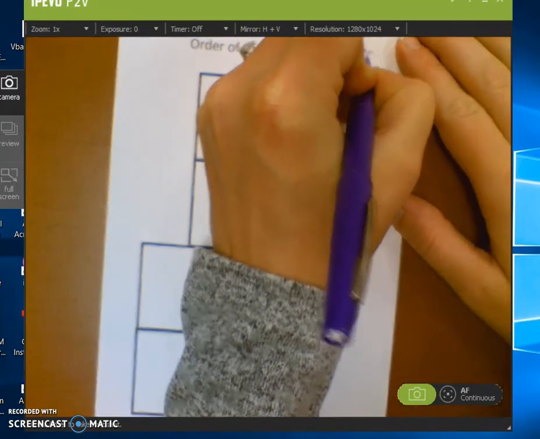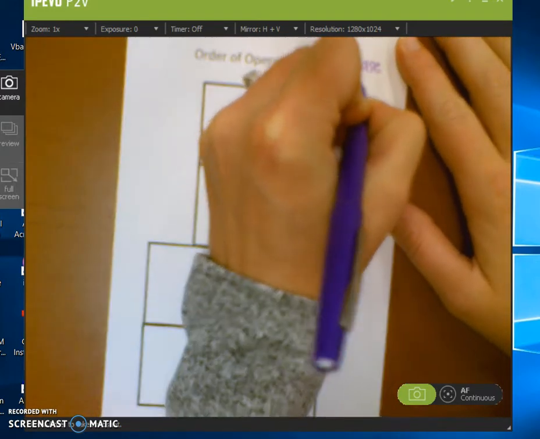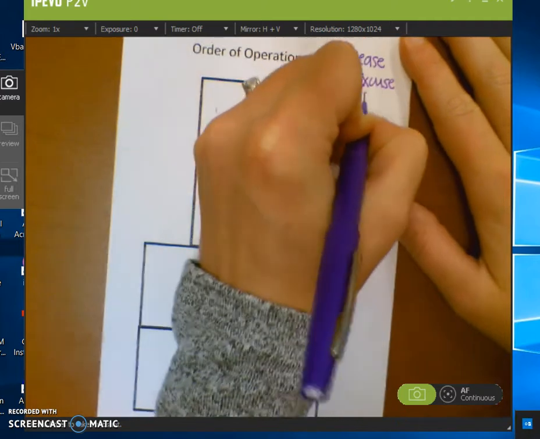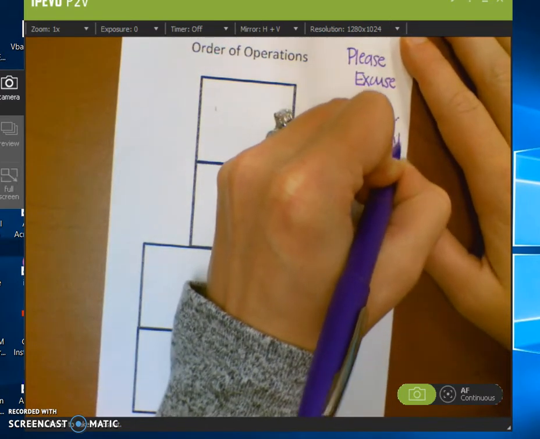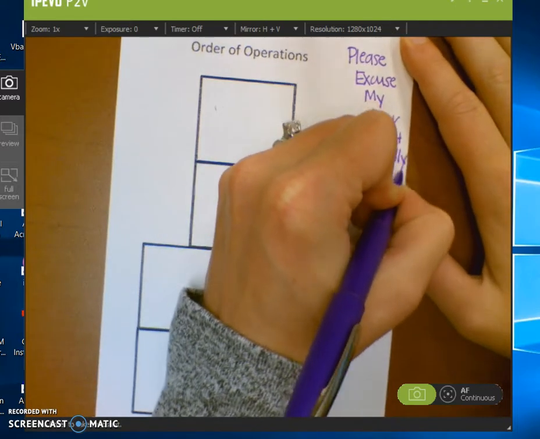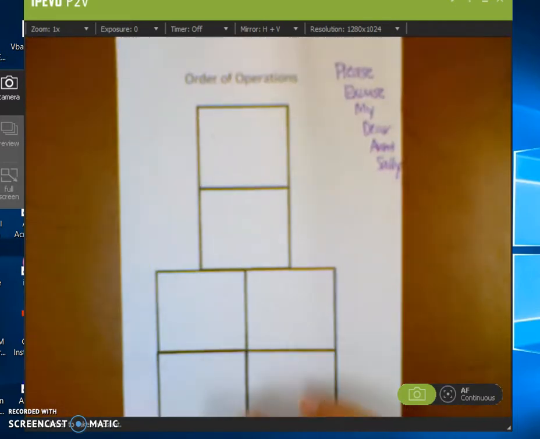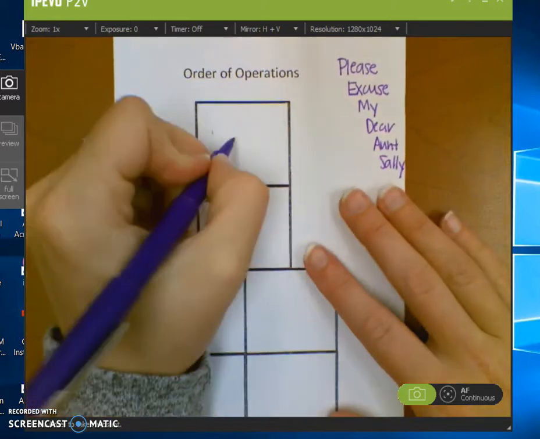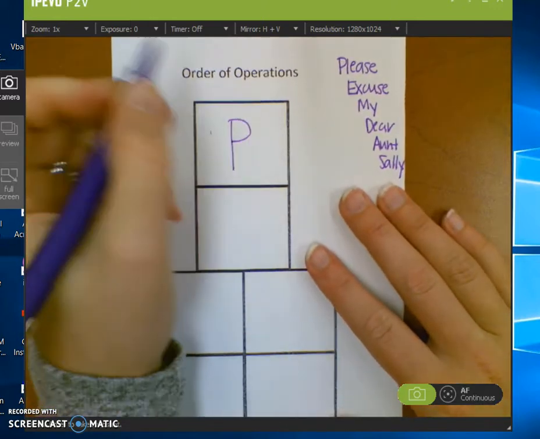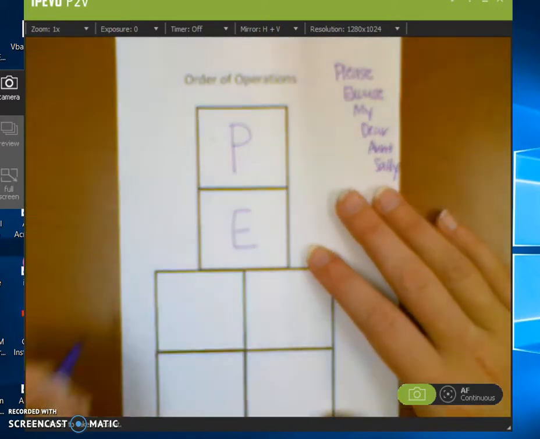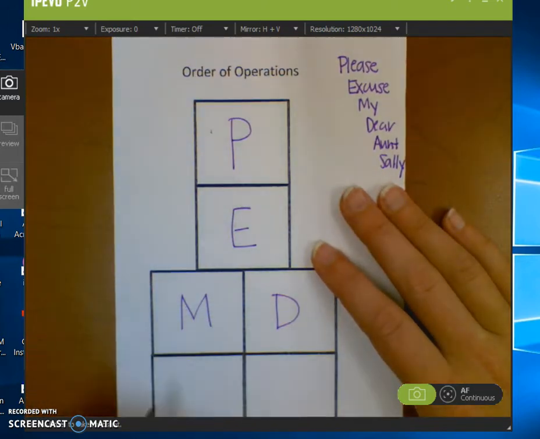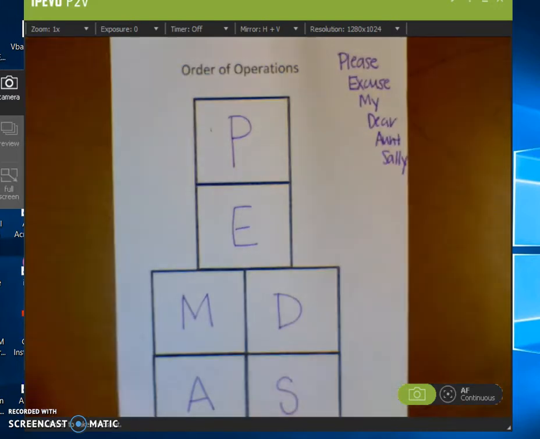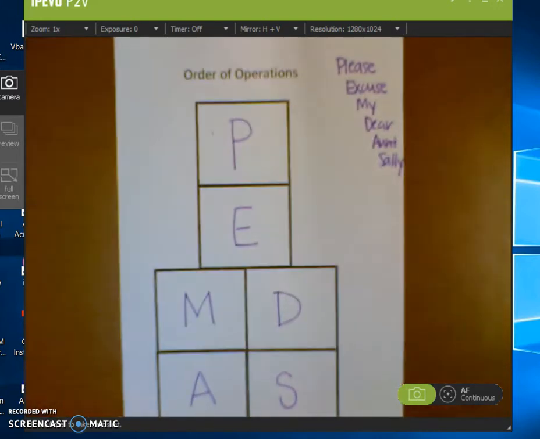Sometimes we say, please excuse my dear Aunt Sally. And if you take the first letter of that silly saying from each of those first letters and you put them in here, P for please, E for excuse, M for my, D for dear, A for aunt, and S for Sally, they actually represent some math words that we're going to talk about.